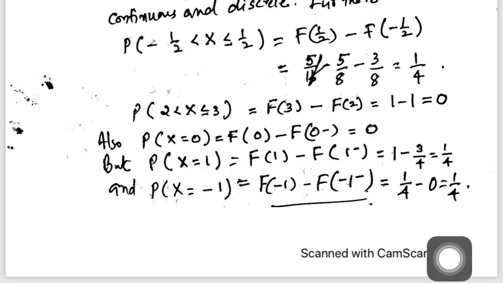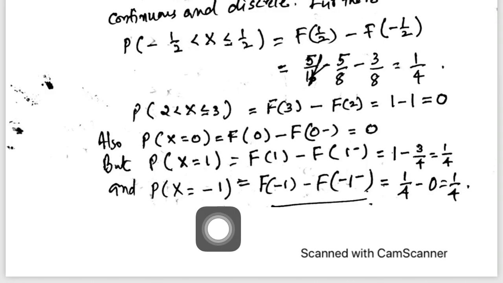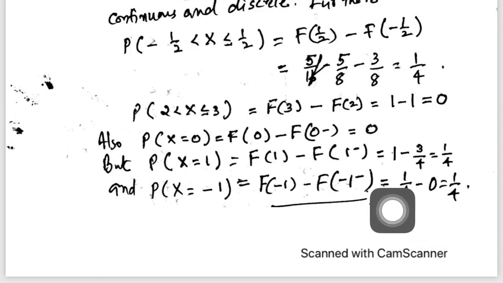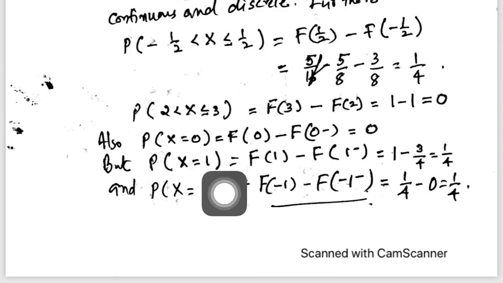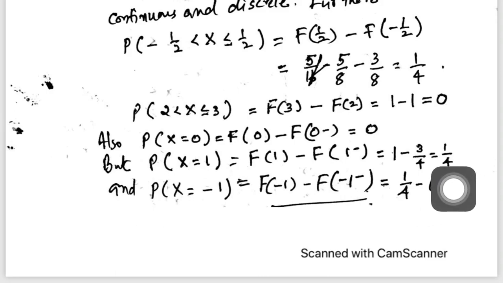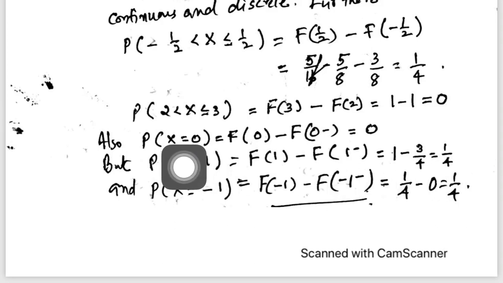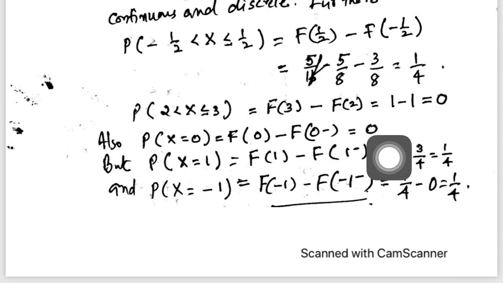If you compute the probability at a particular value, and you know that it is a purely continuous random variable, then you know that the probability at x equal to minus 1 is 0. But here it is not 0, it is equal to 1 by 4. Similarly, the probability at x equal to 1 is also not 0, it is equal to 1 by 4. But at x equal to 0, it is equal to 0.